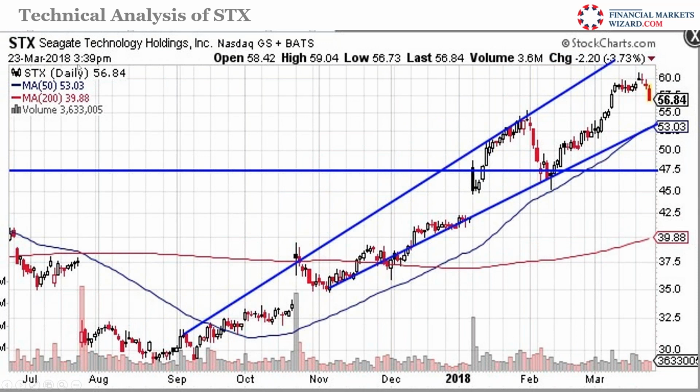Okay, so STX. You see this date, 23rd March. I prepared the chart early, then I deleted that, and then I said, okay, I'll prepare another one. Now WDC and STX were both coming down. They belong to the same category, so you need to know they move together.